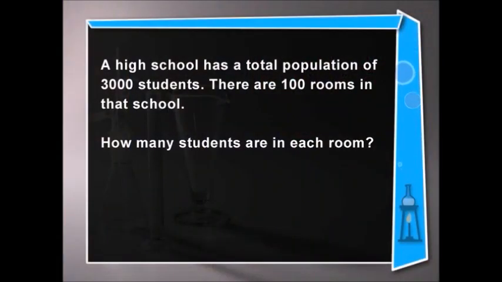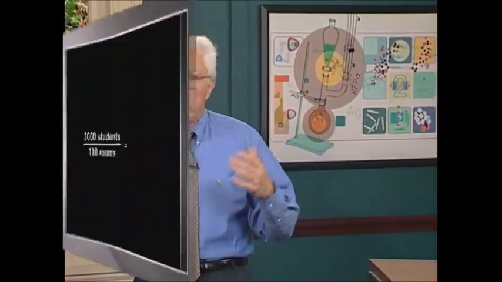A high school has a total population of 3,000 students. There are 100 rooms in that school. How many students are in each room? Well, we've already learned that anytime you need to find out how many of something you have for one of something else, all you have to do is divide the two numbers. And that gives you how many of the numerator you have for one of the denominator.